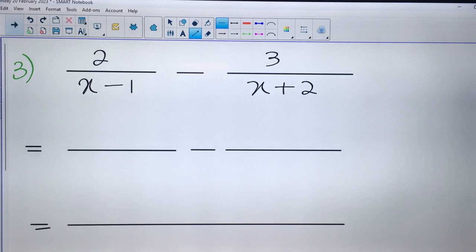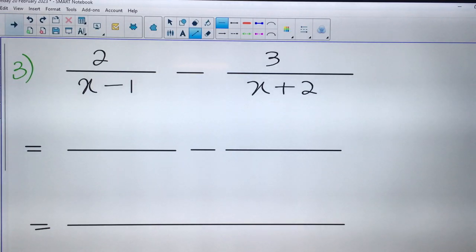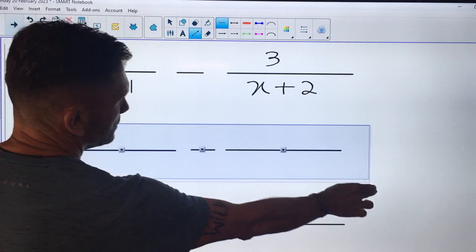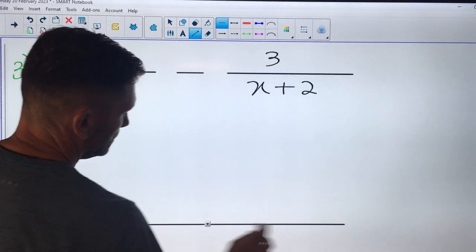Okay, let's have a look at this one. 2 over x minus 1 minus 3 over x plus 2. That's just my example. We don't need this one where we have, because there's no factorization required here. Let's just move that out of the way.